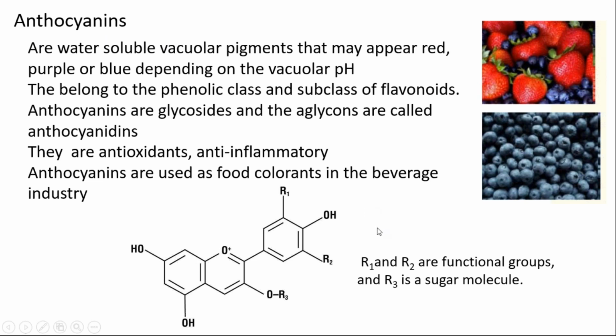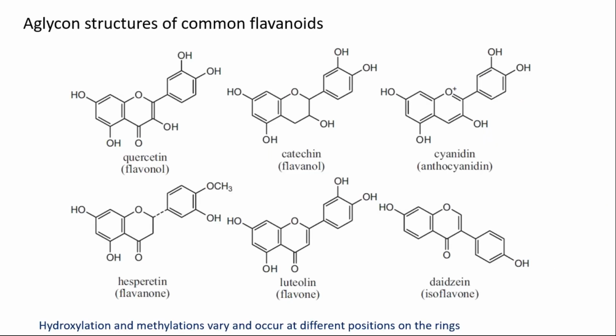Their use is as nutraceuticals because they are powerful antioxidants, and they also exhibit anti-inflammatory activity. They are used as food colorants in the beverage and the baking industry, especially when you want to get a blue color or a pink color. They are highly prized commodities because of the value of the anthocyanins. So, among the common flavonoids which give color, you have quercetin.